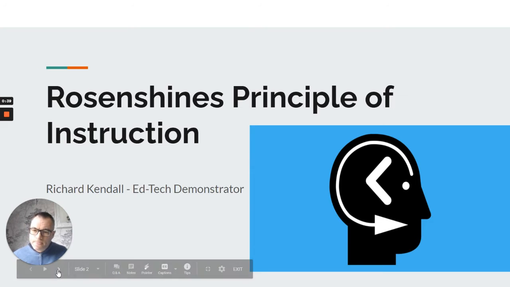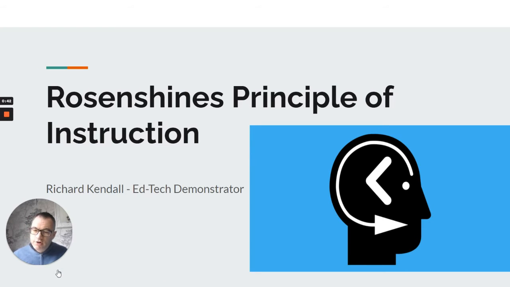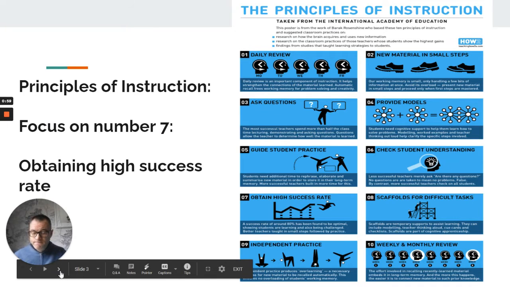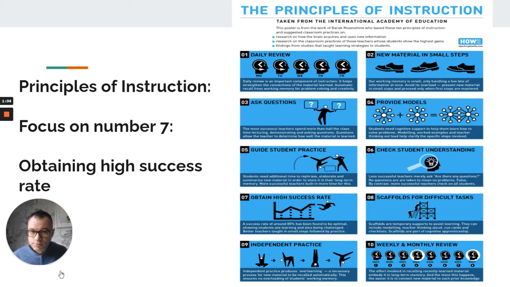During this video, I will talk about one area of Rosenshine's principles of instruction. If this is very new to you, it's worth doing a Google search on Rosenshine's principles to get a good understanding of what this video is all about. I'm going to be focusing on one area, and that is area number 7. Obtaining a high success rate in your classrooms, which I'm sure we can all agree is one of our principal and fundamental targets when we go and teach.